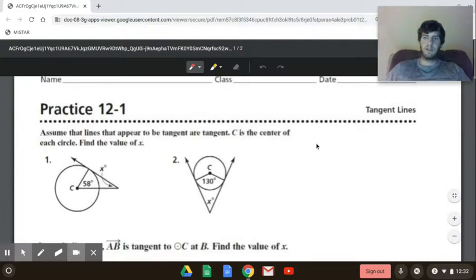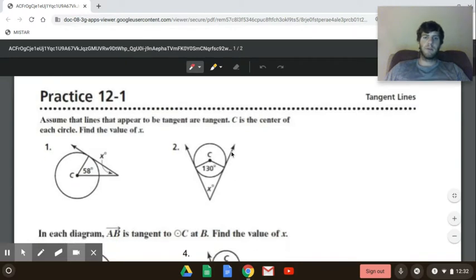All right, hi guys, this is the walkthrough for the tangent lines in circles worksheet. So number 1 and 2, they're asking to find the value of x, which is one of the angles.